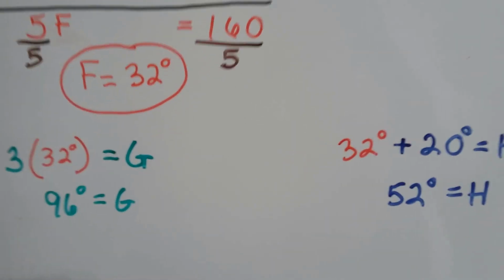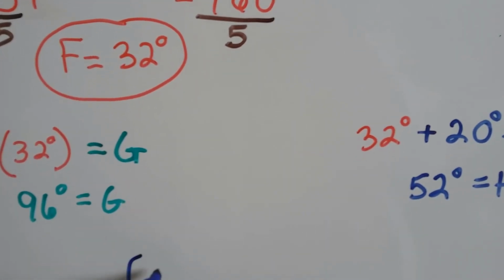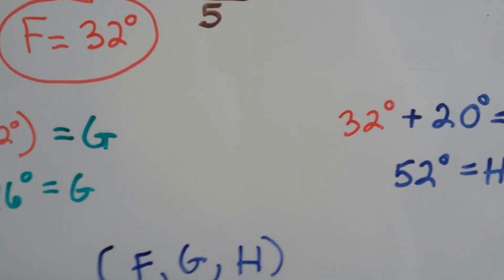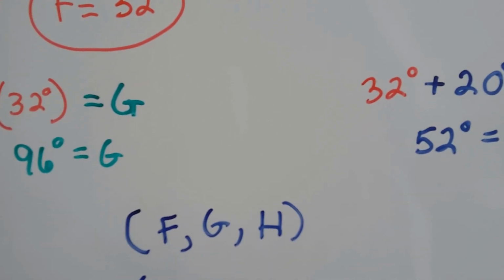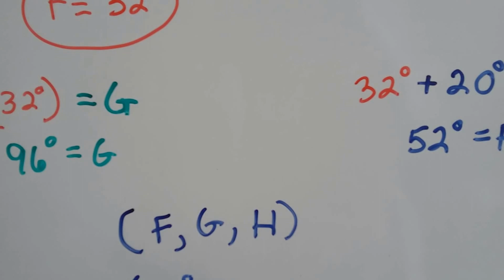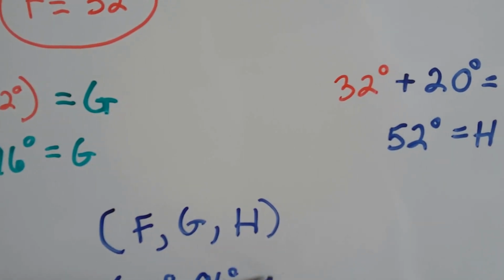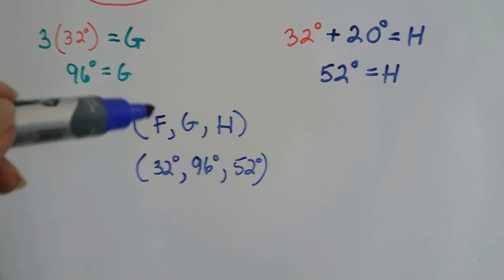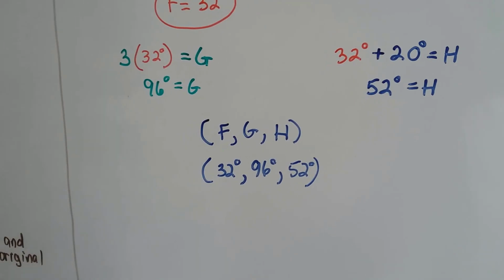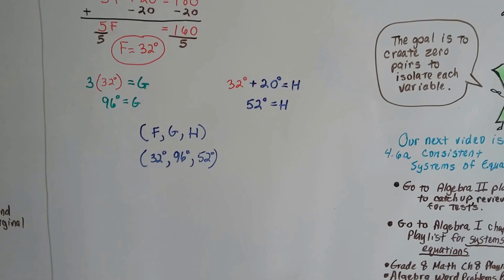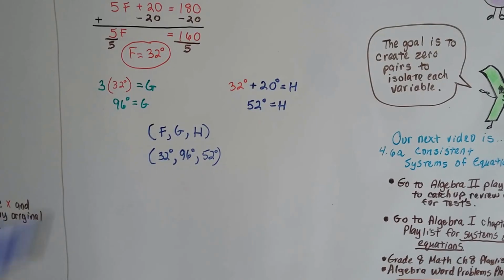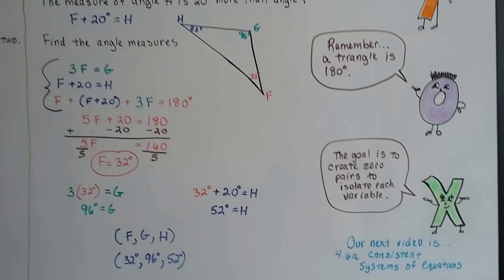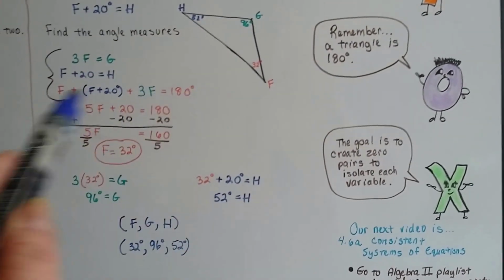So our ordered triple for F, G, and H ends up being 32 degrees, 96 degrees, and 52 degrees. Sorry about cutting that off there. See? So that's F, G, and H. All right? Sometimes it's hard to write and look and do everything all at once. So, all right? So that's our ordered triple. So by remembering that a triangle was 180 degrees, that helped us write our last equation.